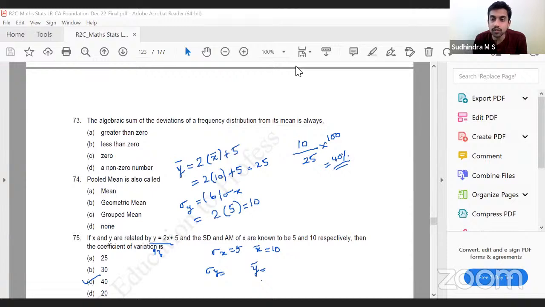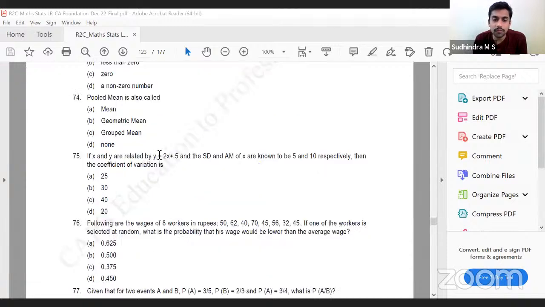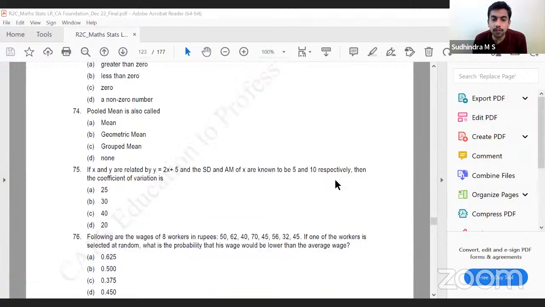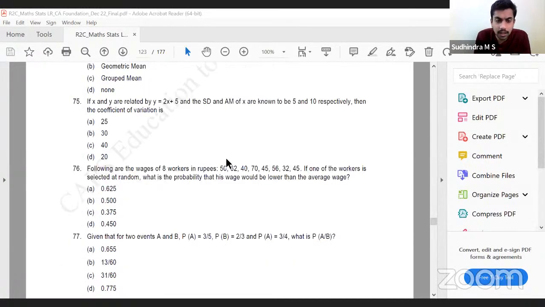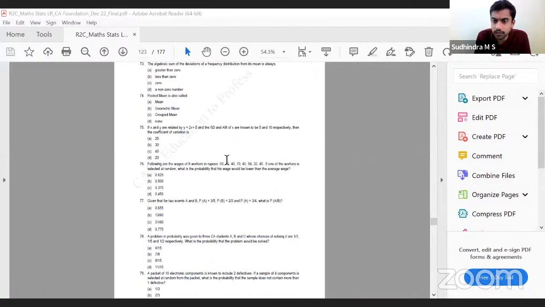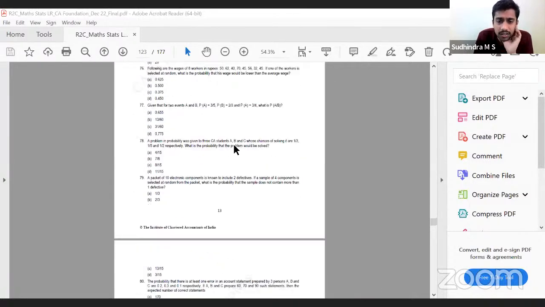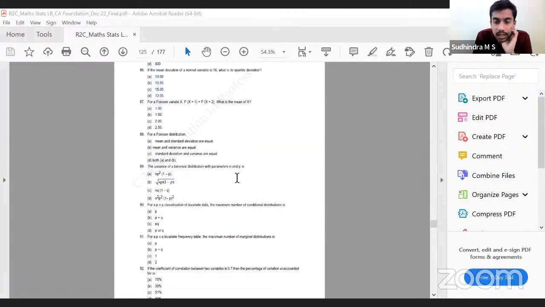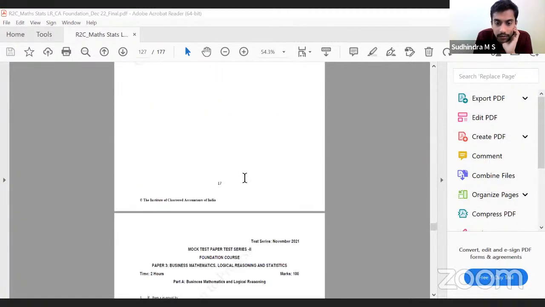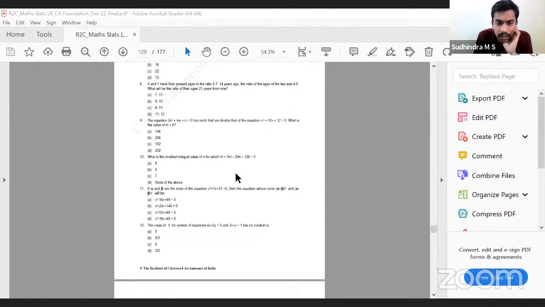Right. So this was question number 75. Now move on to the next question. Okay, this is probability, that's all. So these are the only questions that we have. 75, 15 questions from this. This was October 21. Now, next one, November 2021.